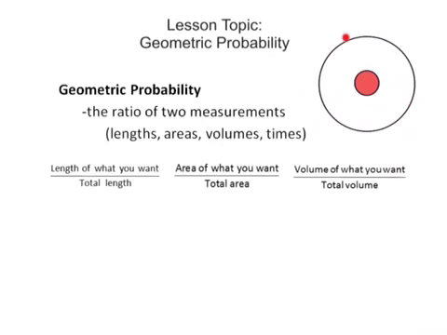What's the probability that it would land in the bullseye portion of that circle? So that's an example of geometric probability. And we're going to learn how to find that probability during this lesson.